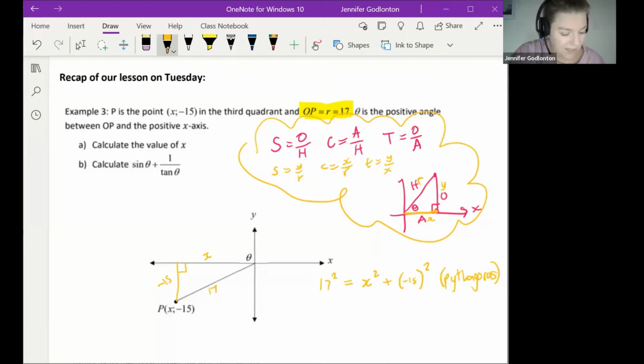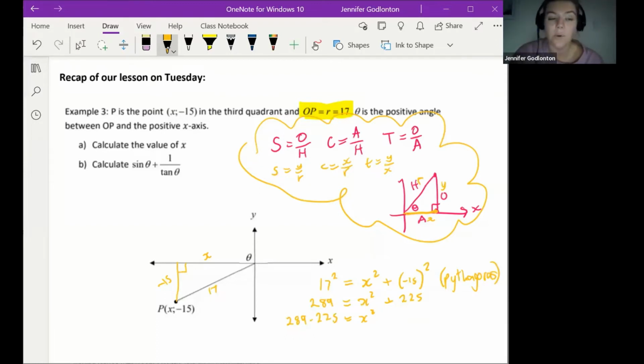Okay, so 17 squared, we've got 289 over here, is equal to x squared plus 15 squared, or negative 15 squared, but it would be positive anyway, which is 225. So x squared is going to be 289 minus 225.